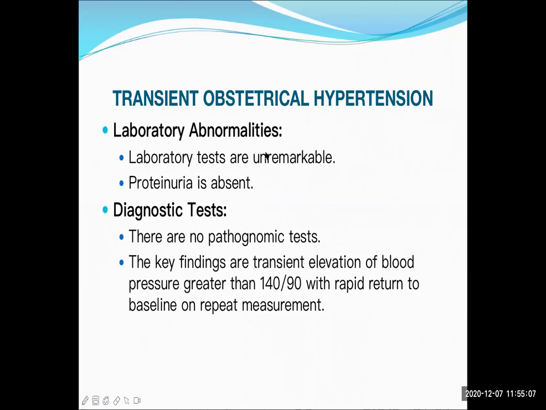Now, lab abnormality is unremarkable. Proteinuria is also absent. No lab findings are positive here. And regarding diagnostic tests, there are no pathognomonic tests. The key finding is just the rise in blood pressure, which rapidly returns to the baseline on repeat measurement. So if somebody asks you what the problem of this transient obstetrical hypertension is, the answer is they do not cause any problem to the lady.